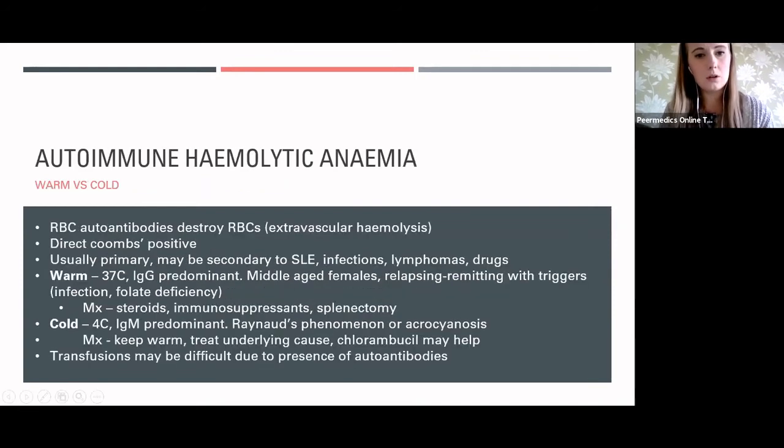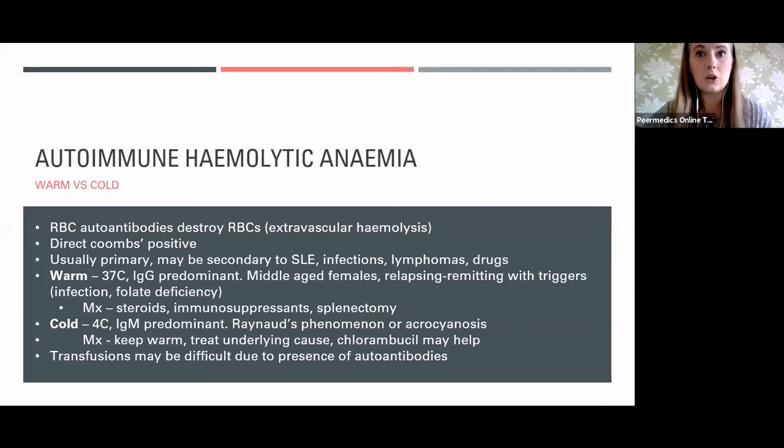Your autoimmune hemolytic anemias. So when we were talking about the Coombs test before, this is the one where it's going to be positive. So that's why you'd want to consider running that when you've got signs of hemolysis, if you want to pick out that it's going to be autoimmune, the direct Coombs test should be positive.